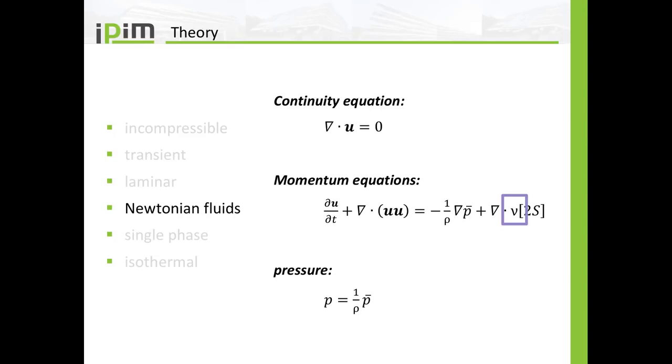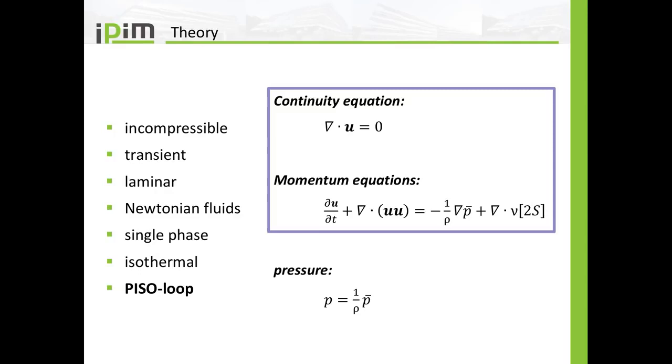Newtonian fluids means that here in the diffusion term, we only have one constant value for the viscosity that is constant over time and in the entire domain. Single phase means that we do not have an additional treatment of, for example, multi-phase phenomena. Isothermal means that we do not have an energy equation here.